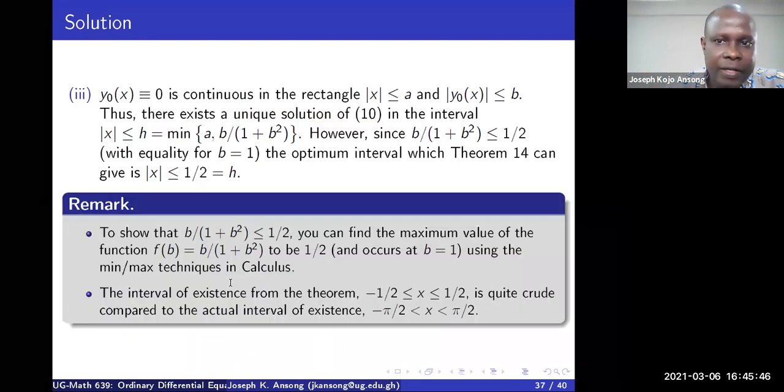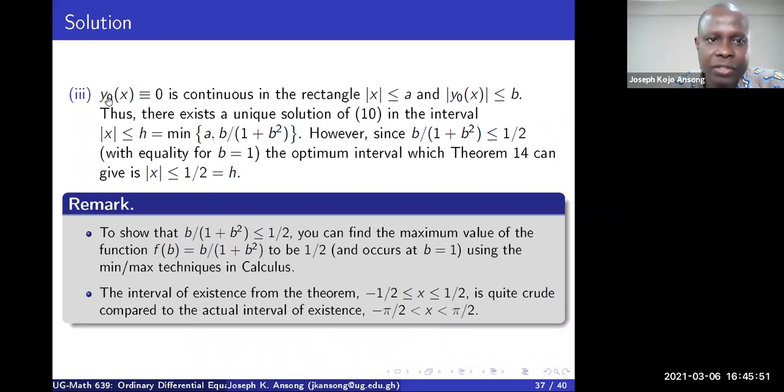Now, the third condition is that we need to find some continuous function, if you like, the initial solution. So we're going to use y equals 0, the initial condition that is given. We'll let y naught of x be equal to 0, which is continuous in the rectangle, which means that there exists a unique solution because all three conditions are satisfied. This is a unique solution in the interval.